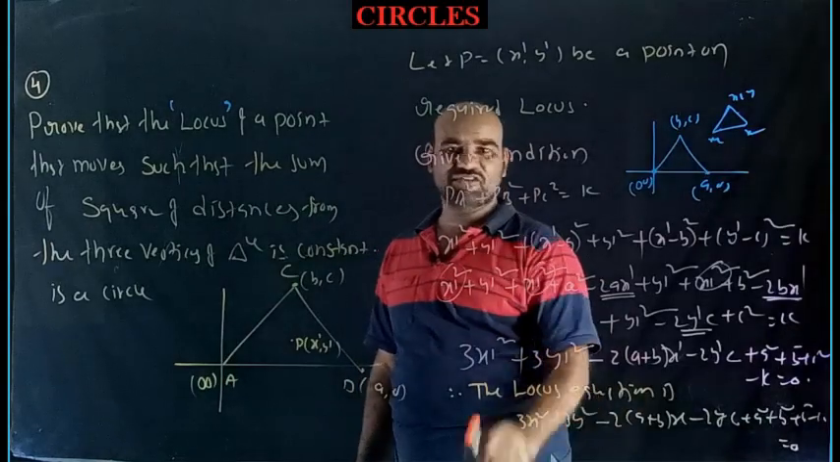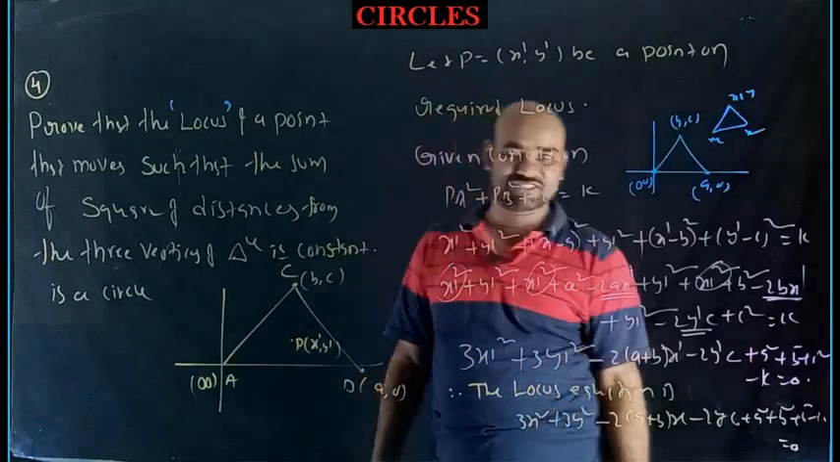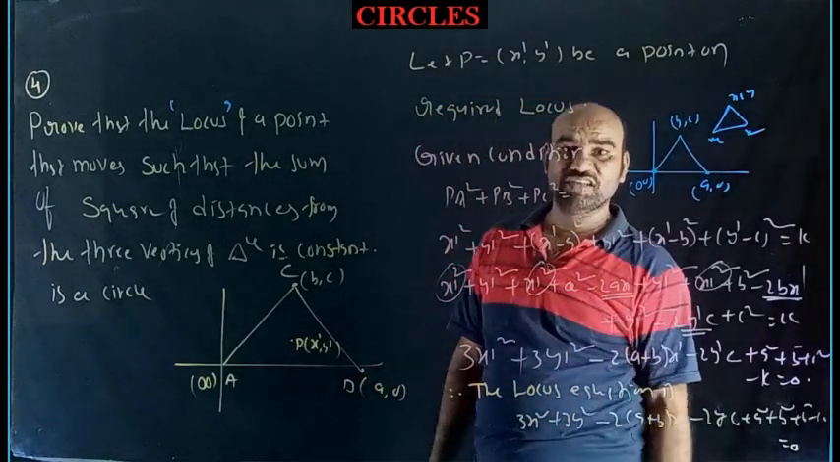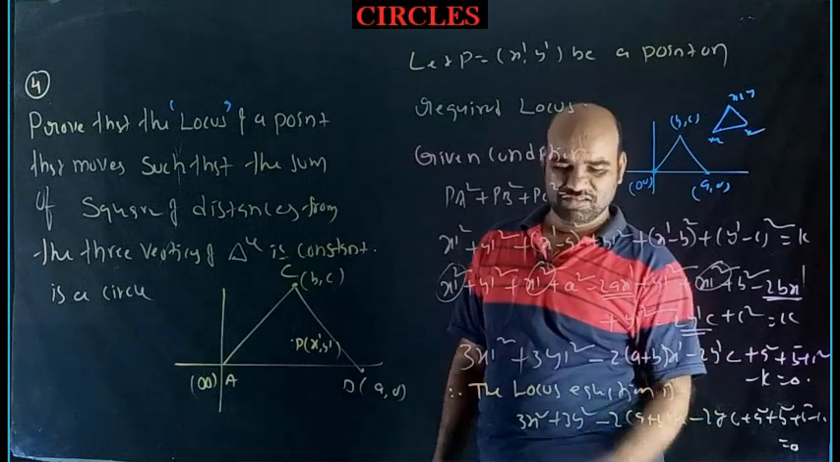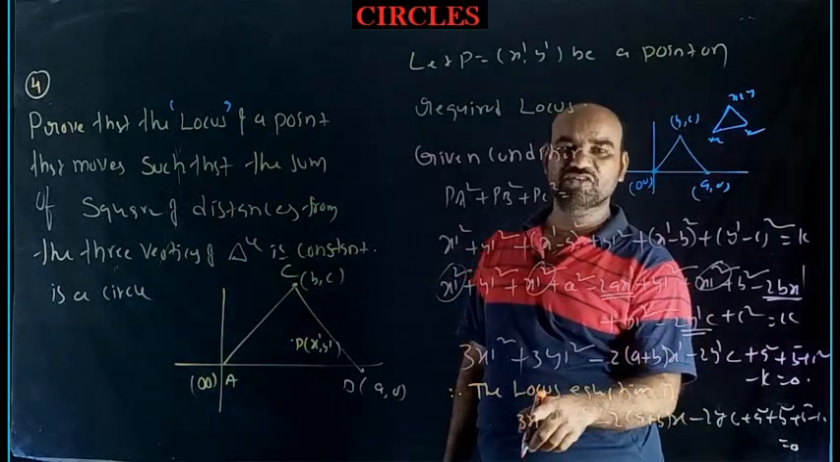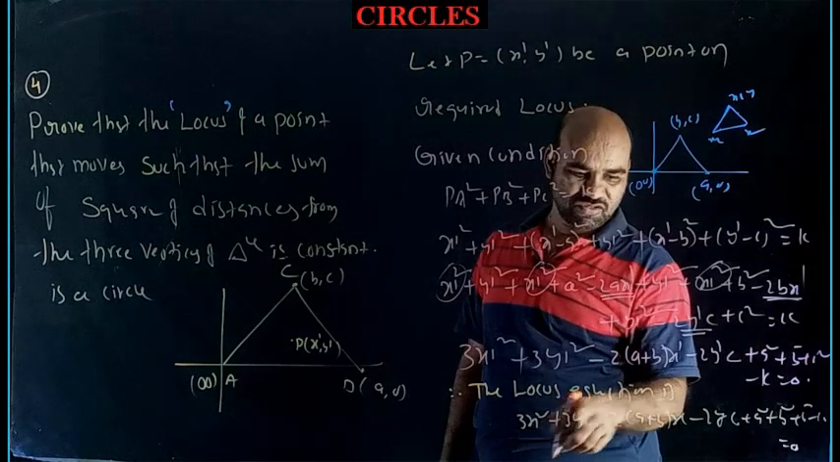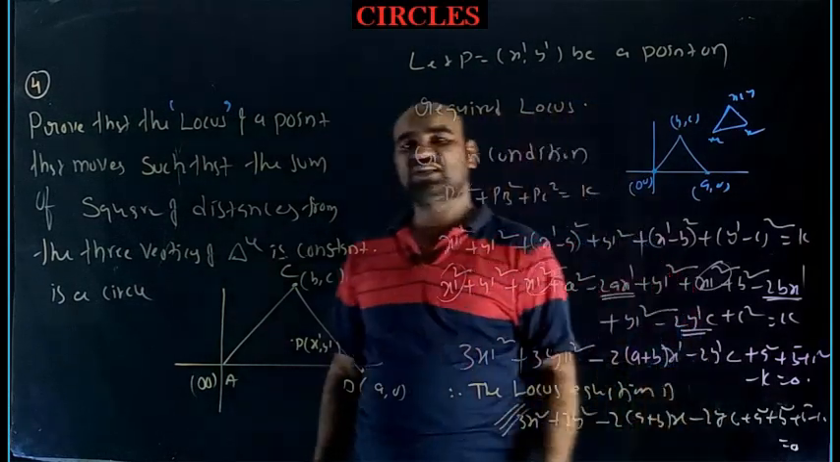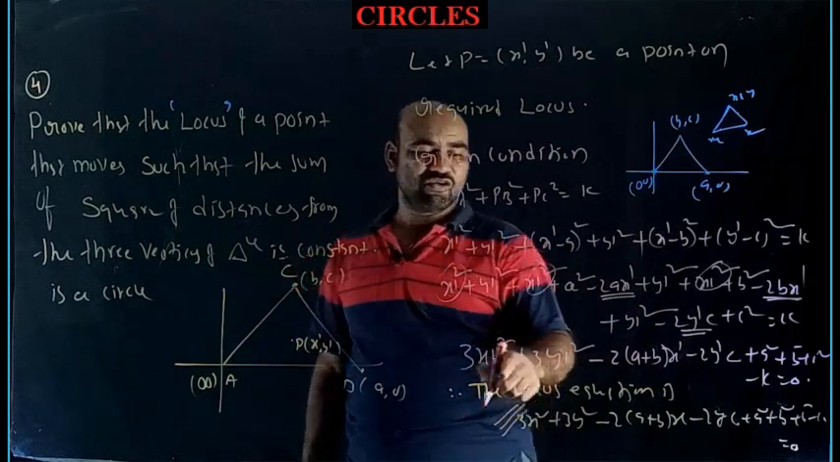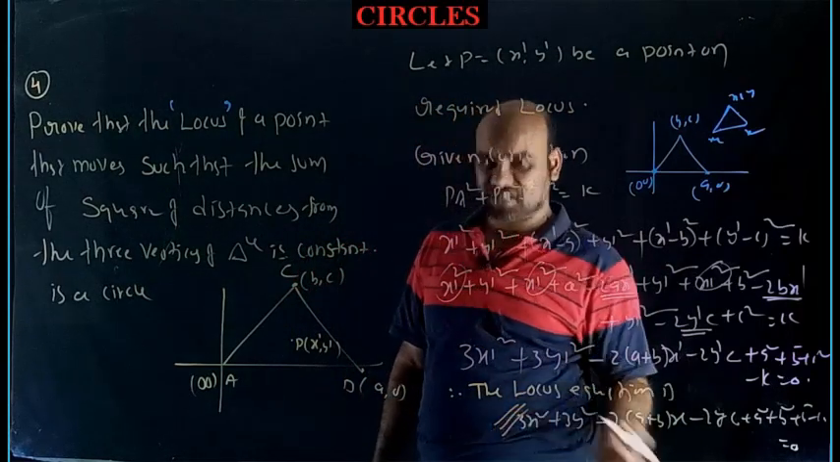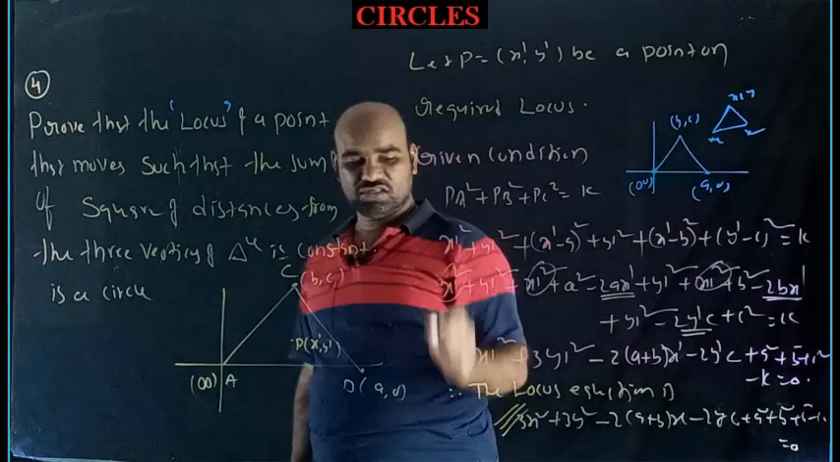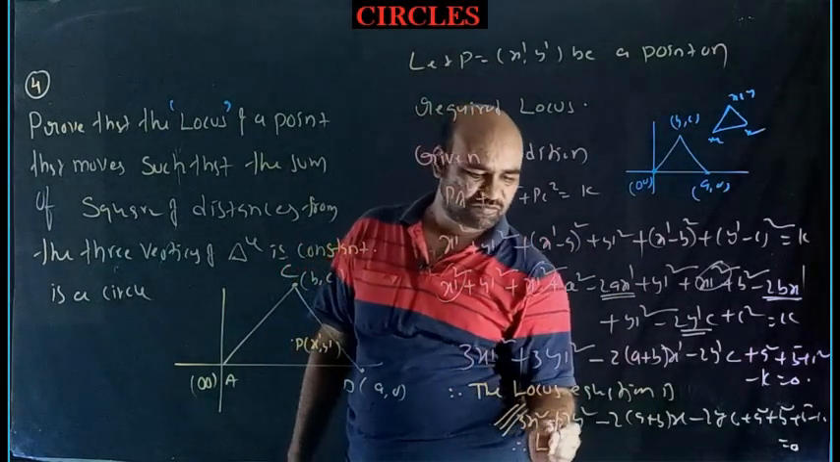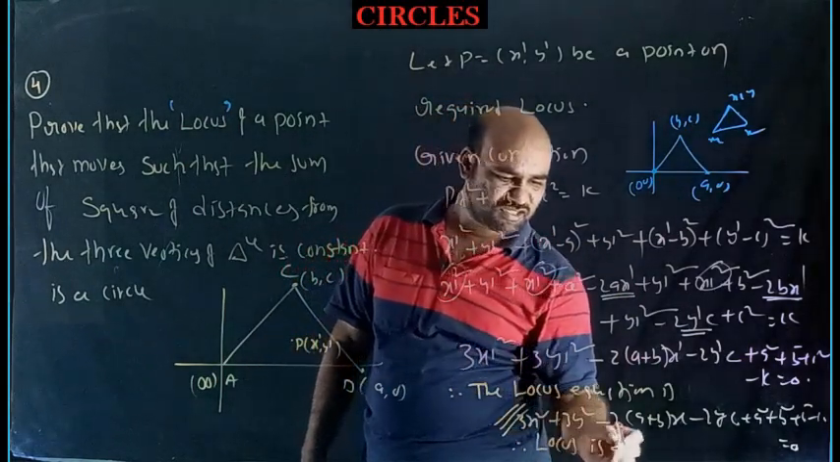Observe, this equation is satisfying the circular equation. This equation is satisfying the general form of a circle: a equal to b, x square coefficient equal to y square coefficient, not equal to 0, xy coefficient 0. So this is satisfying the definition of a circle. Therefore, the locus equation is nothing but a circle. Locus is a circle.